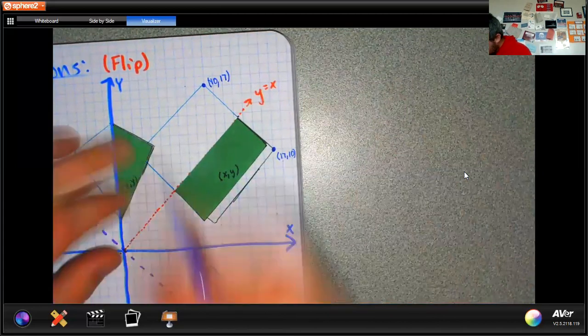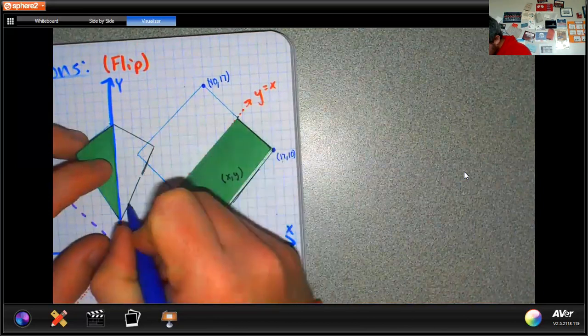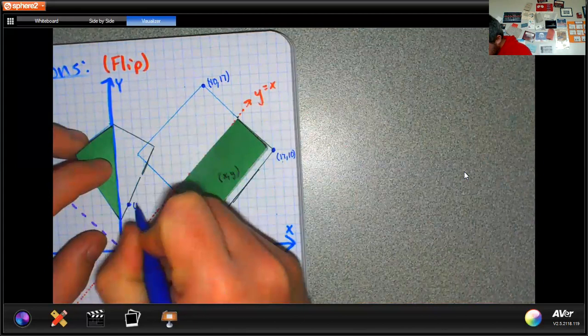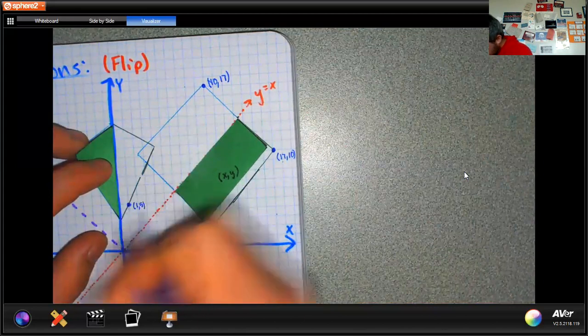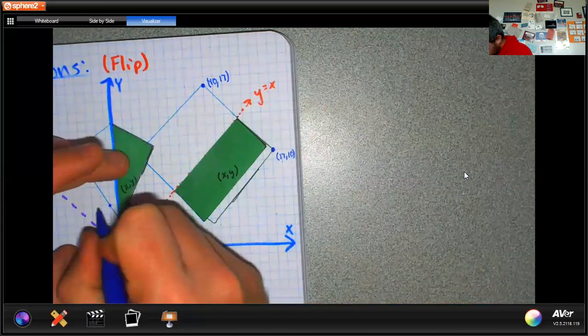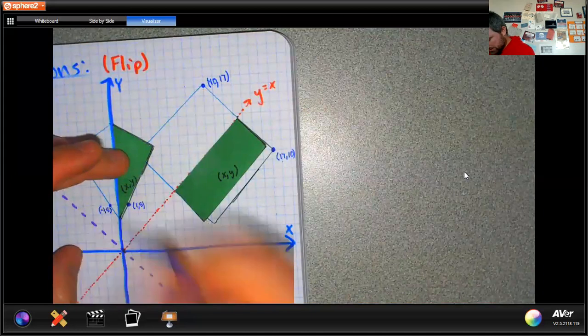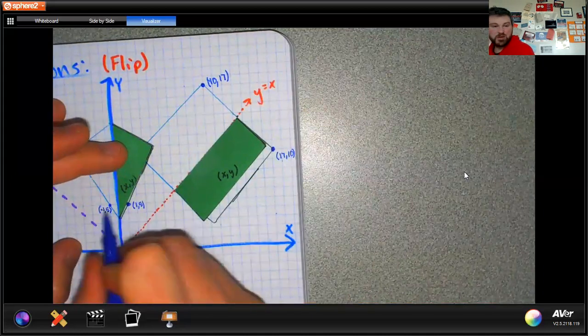So find your point here. I'll just use this one. That is (1, 5). And then over here, it became (-1, 5). Okay, let's see what happens. The 1 kind of stayed a 1, it just became a negative, and the 5 stayed a 5.